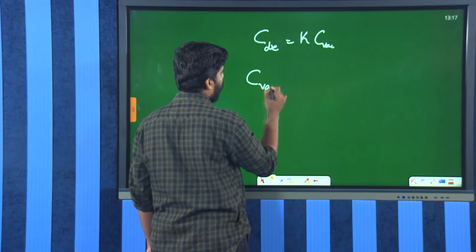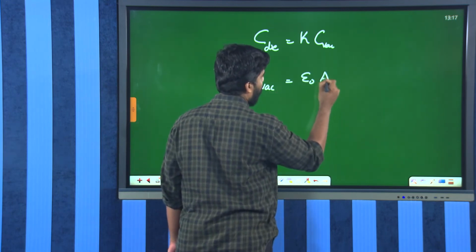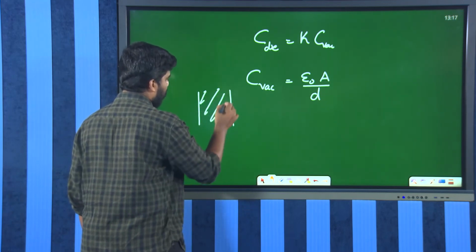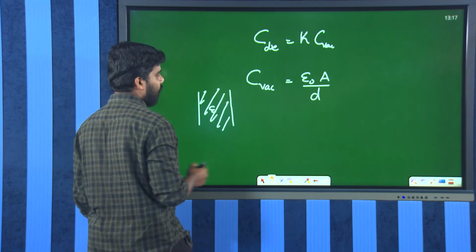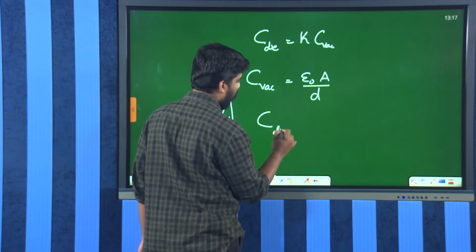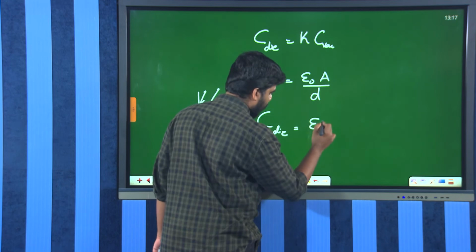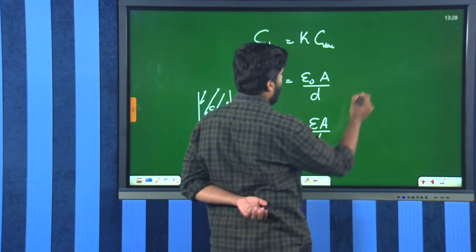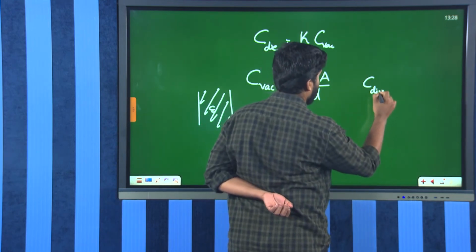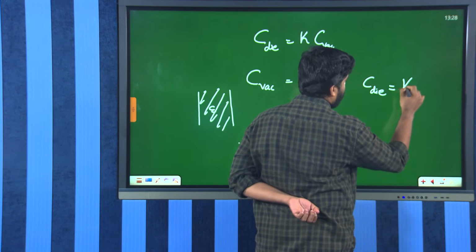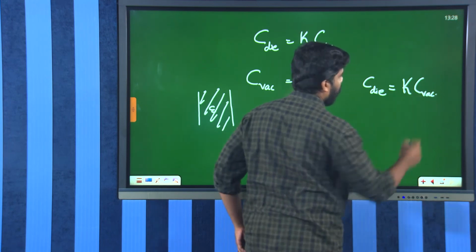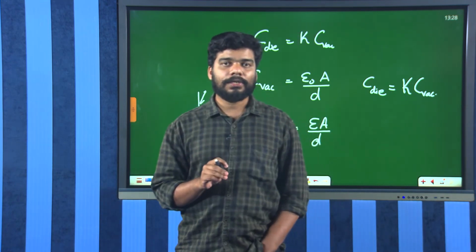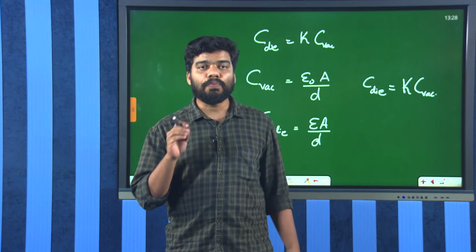We know that C vacuum is equal to epsilon 0 A by d. If I fill this space completely with a dielectric medium of absolute permittivity epsilon, the new capacitance, which I call C dielectric, is equal to epsilon A by d. So dividing these two equations, I will get C dielectric is equal to K times C of vacuum. So that means the capacitor with a dielectric can store more charge.